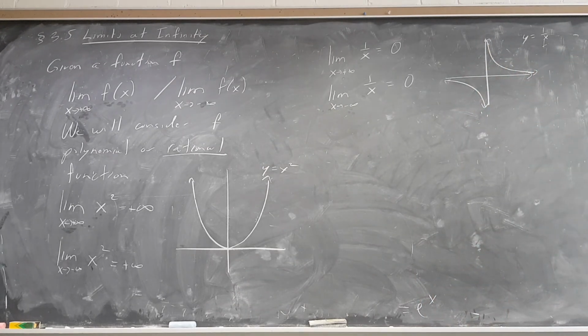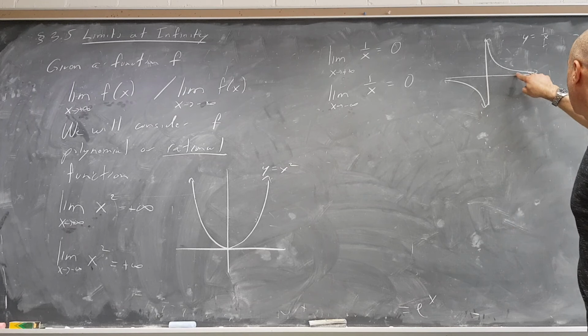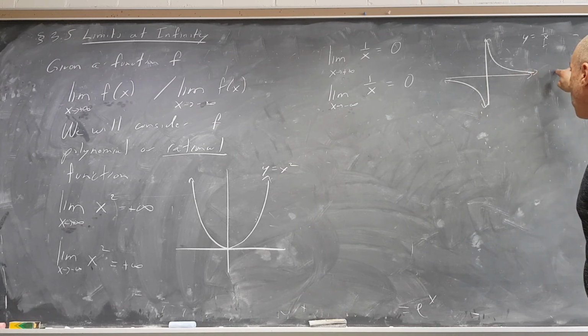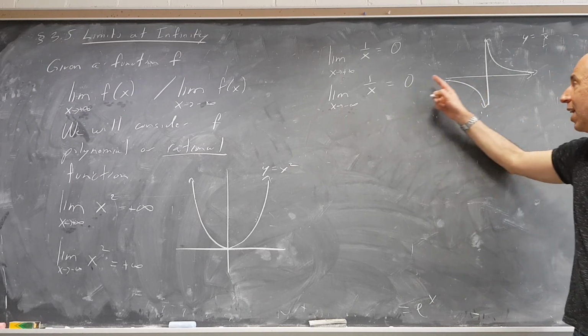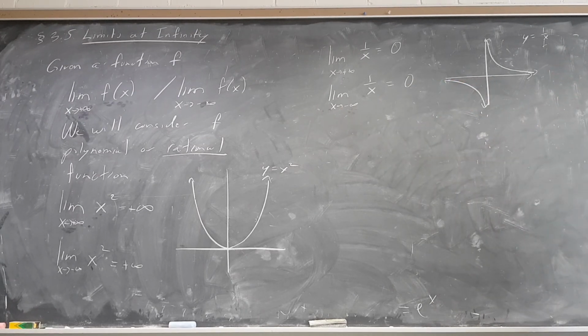Looks like a hyperbola centered at the origin, opening in the first and the third quadrants. And as we take a long walk off to the right and keep checking these y values, they're going to get closer and closer to 0. And as we take a long walk off to the left and check the y values, they are also getting closer and closer to 0.